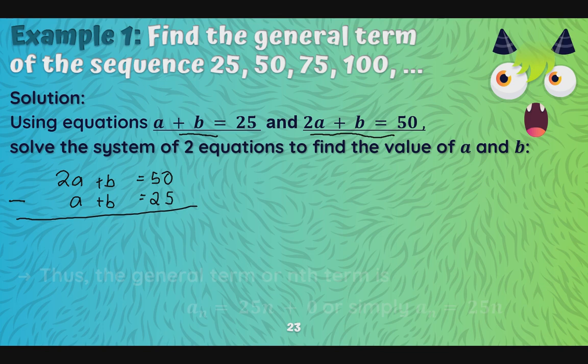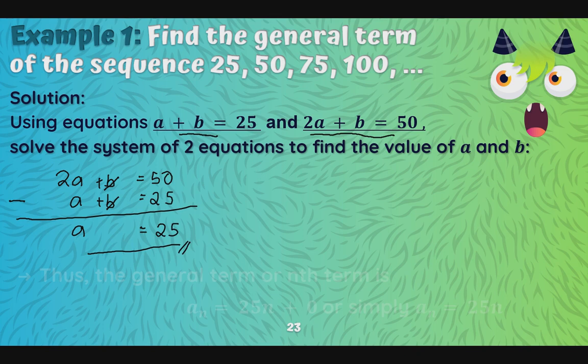Magiging 2a minus a na lang. b minus b, wala na po. Ang matitira, 0 na lang, or sa left side ng ating equation is a na lang. Samantalang sa right side, 50 minus 25 is 25. May value na tayo ng a. a is equal to 25. Paano naman si b?